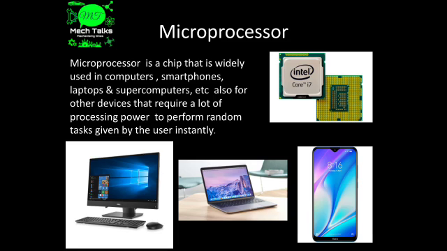A microprocessor is a kind of chip that is used in computers, smartphones, and supercomputers, and also other kinds of devices which require high processing power, and also have to perform random tasks set by the user instantly. So such demanding works require microprocessors. So let's talk about the applications of the microprocessor.